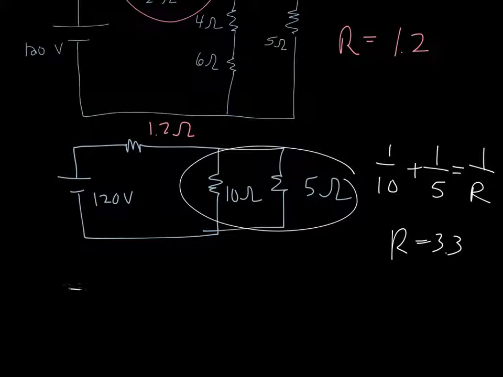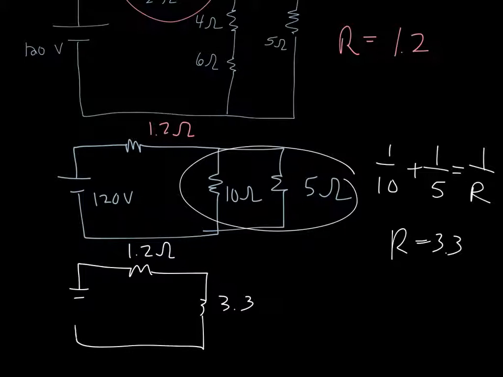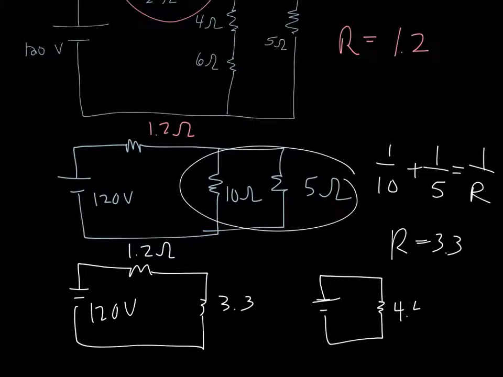So I'm going to replace that. So I redraw my circuit. That's 1.2 still from the last part. This is now 3.3 here. And it comes back to the beginning, which is 120 volts. Finally, the last two resistors are in what? Series. So our final answer is going to be 4.5 ohms.